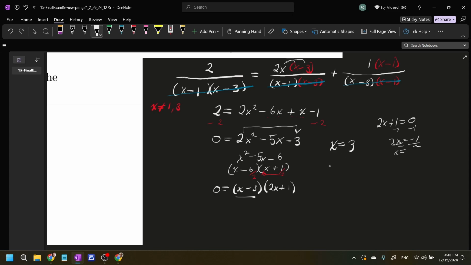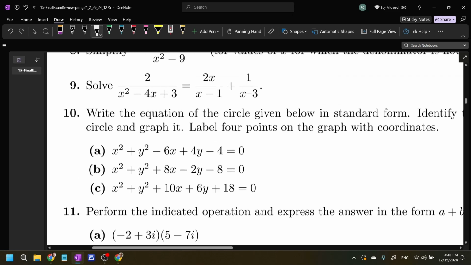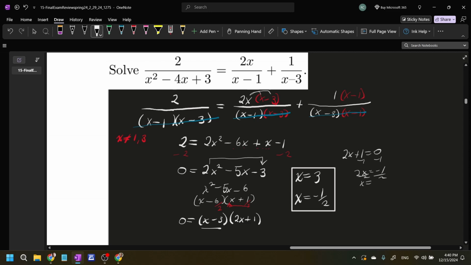So yeah, x equals negative 1/2. That's our solution for question number 9, was it? Okay, so let's check this because remember we have excluded values.